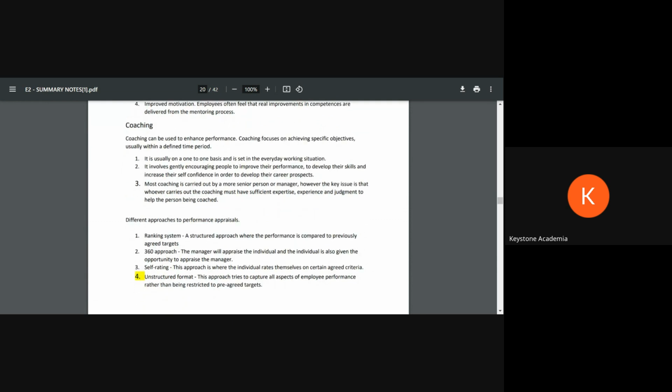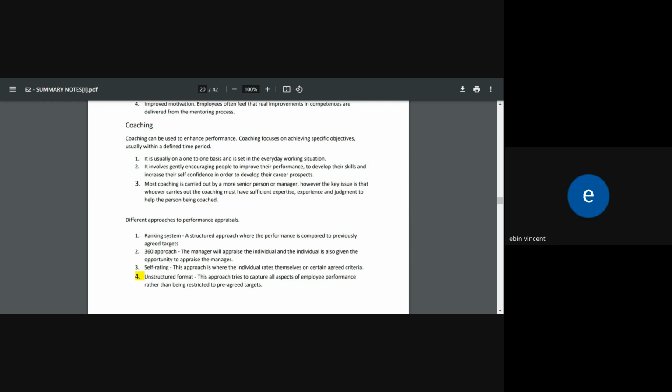Okay, you've already scrolled. Good. Okay, so now look at this. Coaching focuses on achieving specific objectives, usually within a defined time period, right? It's usually on a one-to-one basis and is set in everyday working situations. It involves gently encouraging people to improve their performance, to develop their skills, and increase their self-confidence in order to develop career prospects. Most coaching is carried out by a more senior person or a manager. However, the key issue is that whoever carries out coaching must have sufficient expertise, experience, and judgment to help the person being coached. Do you guys understand these points?